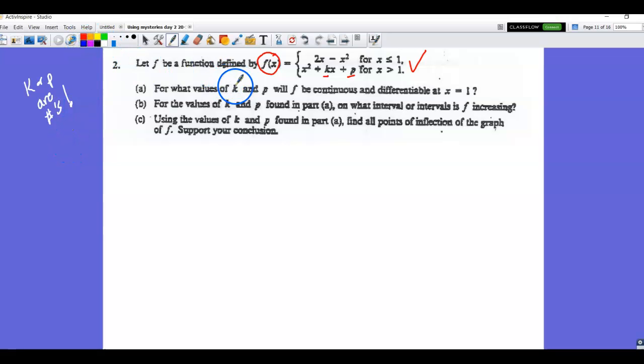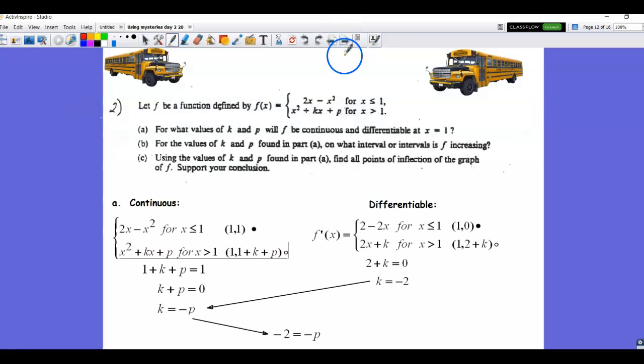So for letter A, we're looking for the value of k and the value of p that will force the original function to be continuous and differentiable. The word differentiable in this case is a hint that you need to take the first derivative. So I have 2 clues that are going to help me find the value of p and the value of k. And if I don't use both of those clues, I won't find them. All right, so the first piece I'm going to deal with is continuity. So I'm going to turn the page and debrief that for you.